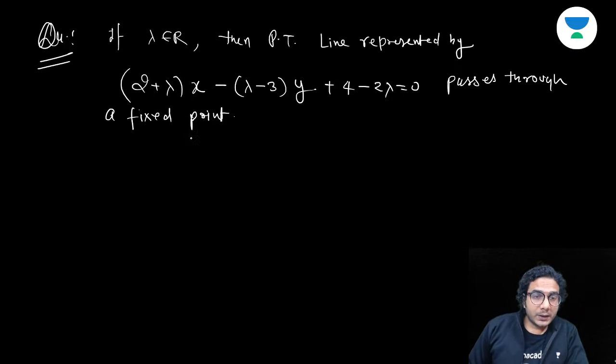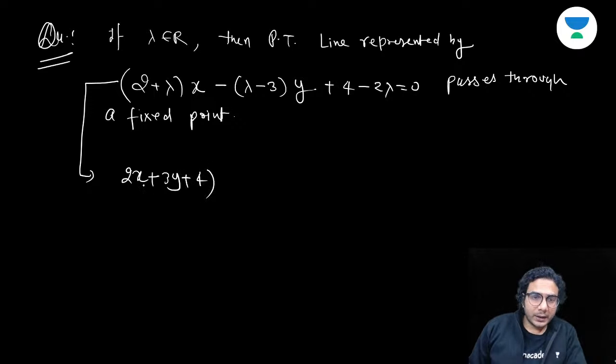We know that any equation of type L1 plus lambda L2, or lambda 1 L1 plus lambda 2 L2 is equal to 0, represents a family of lines. So we are going to express this equation in that particular form. How to express it? Just separate the terms of lambda and the rest of the terms. So 2x plus 3y plus 4, I've written these terms separately, plus lambda times the remaining terms: lambda times x minus lambda times y, so lambda is common, so x minus y minus 2 is equal to 0. Are you getting it?